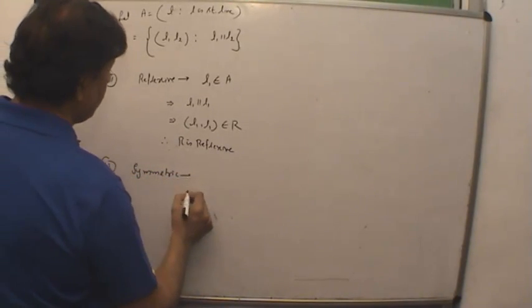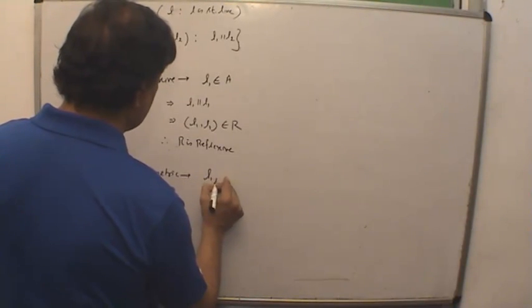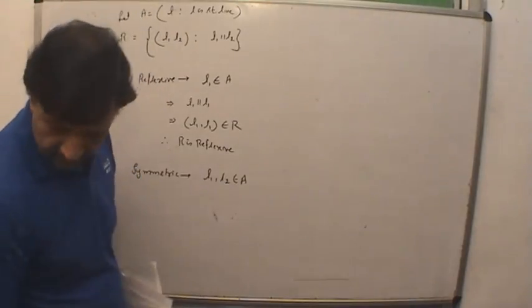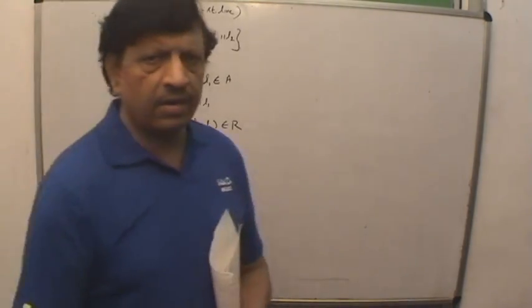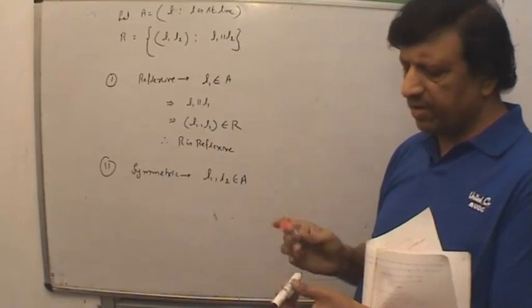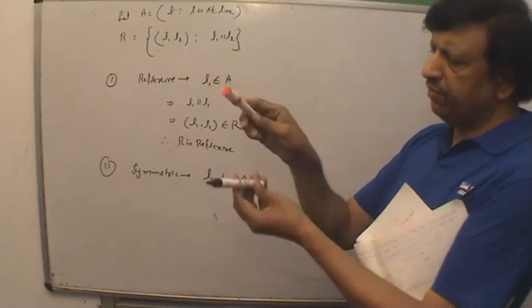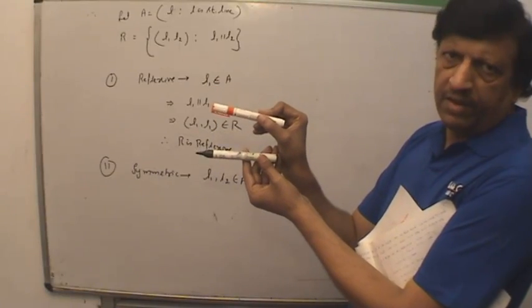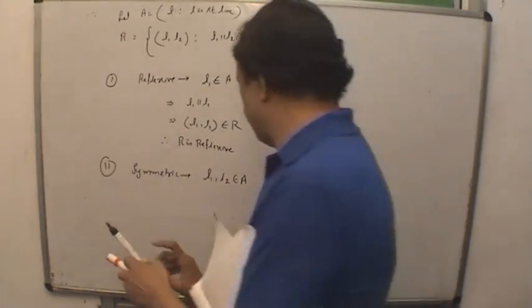Here, symmetric. For symmetric, we consider two lines, L1 comma L2 belongs to A. Here we see there is one red line and one black line. If red is parallel to black, then black is parallel to red. It means it is symmetric.